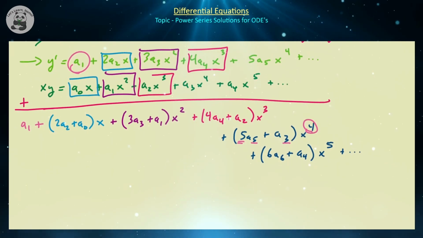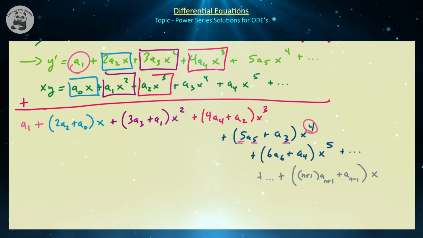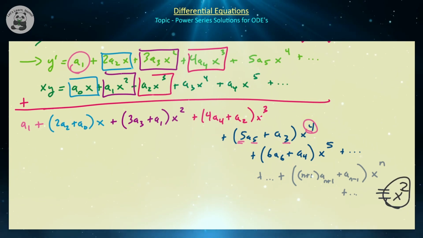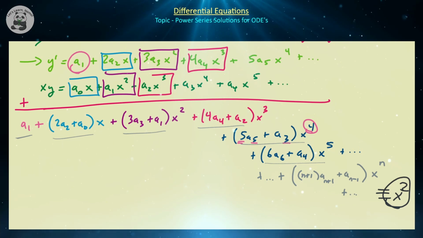So if we go, for example, up to n, we're going to have n plus 1 times a sub n plus 1, plus a sub n minus 1, times x to the power of n. So that's the general nth term of that expression. All of this is equal to x squared. Notice that the left-hand side of this equation has a constant, a linear, a quadratic, a cubic, a quartic, a quintic, and a general term, but the right-hand side just has x squared.